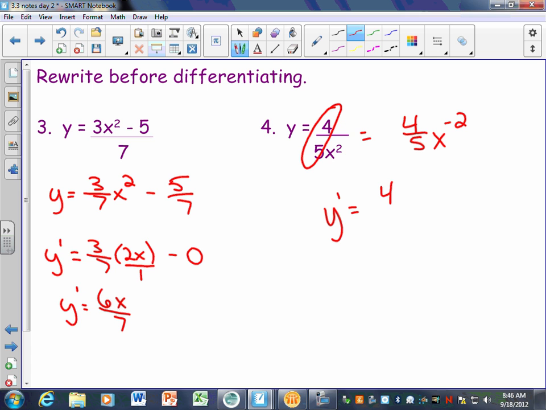So again, remember with the negatives, you've got to think about subtracting one from the exponent, not adding. If I bring down the -2 and subtract 1 from this, what's my new exponent? -3. And let's write it back so that we don't have a negative exponent. 4 times negative 2 is negative 8. And move that x to the negative 3 back to the bottom, so you get negative 8 over 5x cubed.